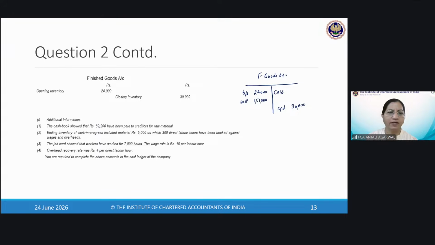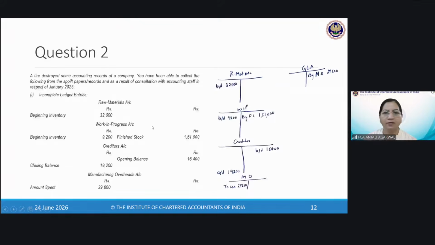The cash book showed 89,200 having been paid to the creditors for raw material. 89,200 paid. So to bank, or okay, creditors is there, so it's not general ledger adjustment. 89,200 is paid. So if the balance is 16,400 in the beginning and 19,200 is the closing balance, despite having made a payment of 89,200, we get first balancing figure here, which is how much is the raw material purchased.